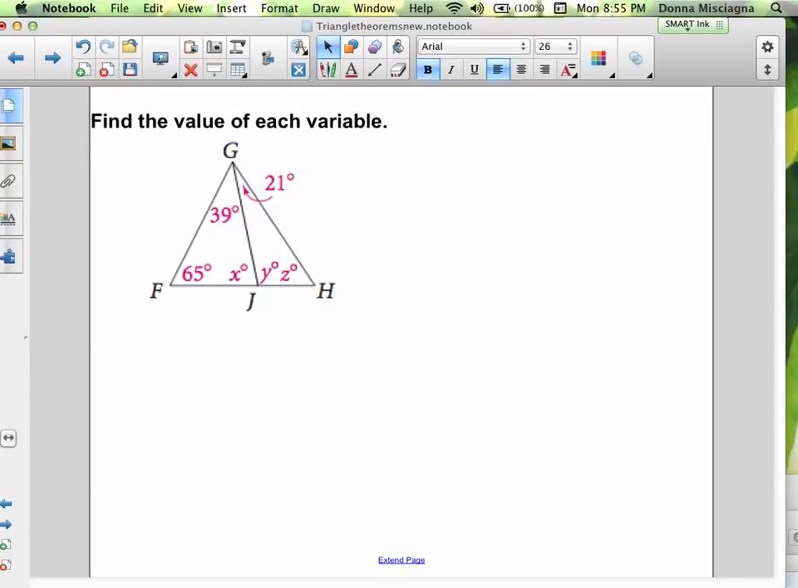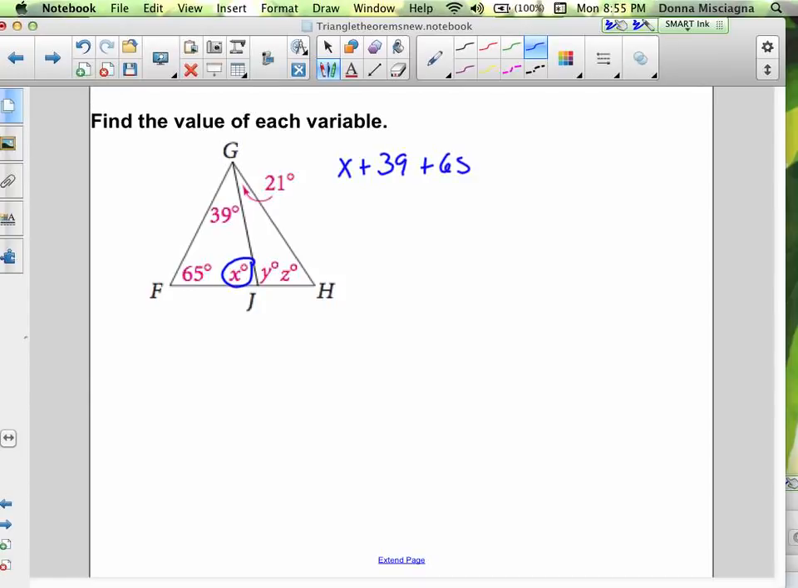Right, so we want to find the value of each variable, and we got 3 variables there, x, y, and z. Now, one of these variables would be smart to start off with, and the other ones, well, you just couldn't do anything with those. Hopefully you see that x here is the one that would be smart to solve for, because you already know 2 angles in this triangle. Right, so we have x plus 39 plus 65 equals 180.